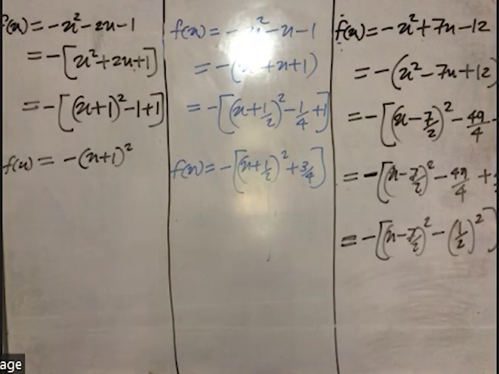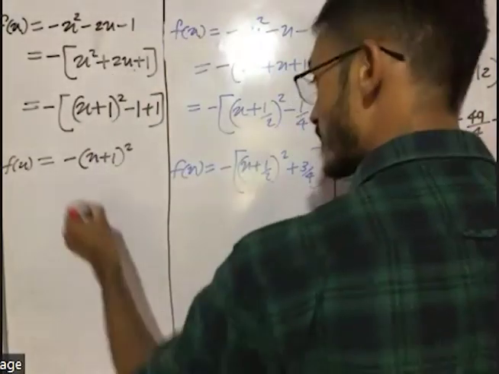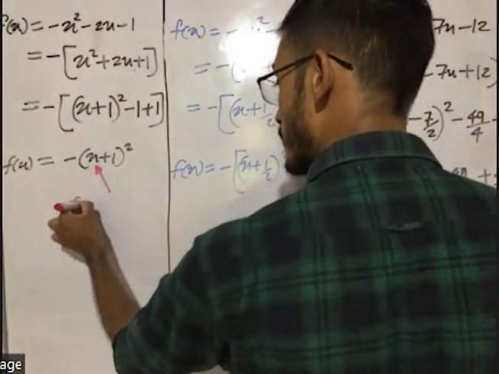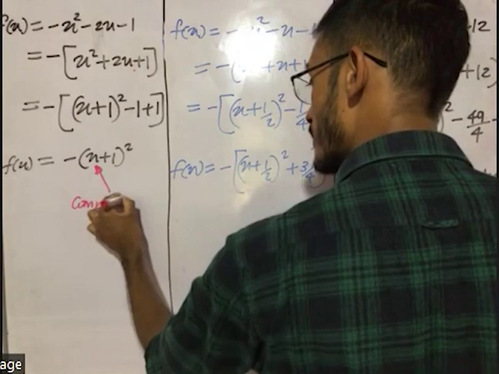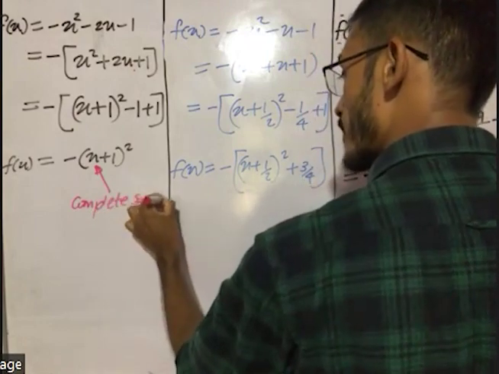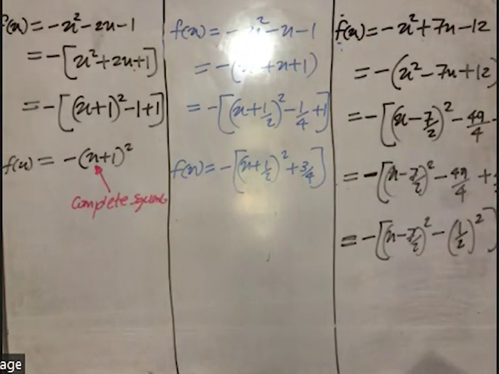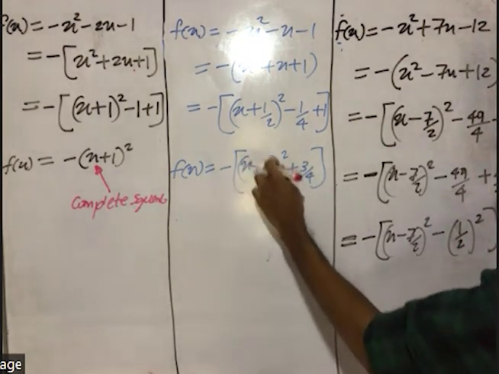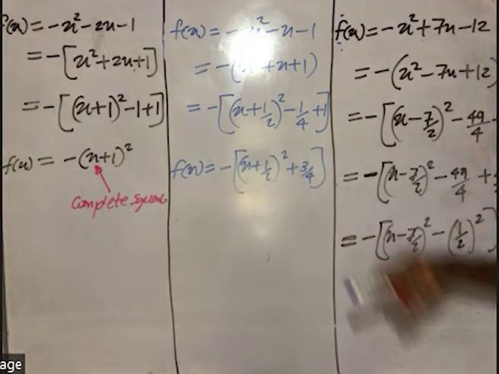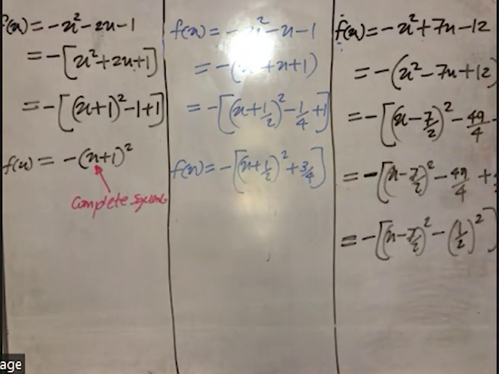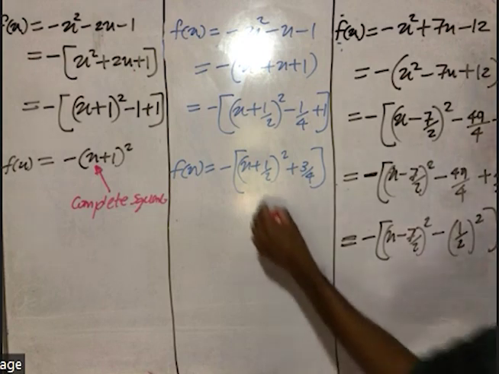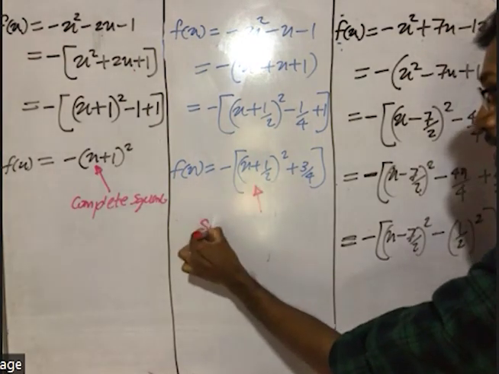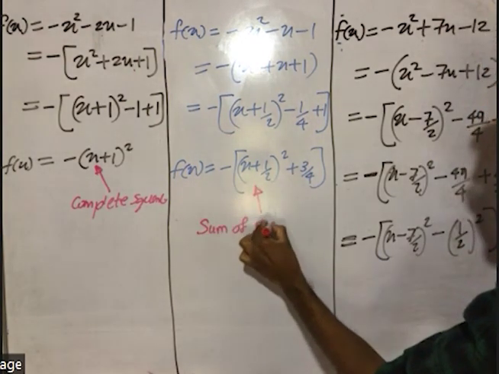So before that, write down here: this is a complete square. Here we have sum of 2 squares. This is a square, plus we can write down 3 over 4 as a square, that means root 3 over 2. So this is a sum of 2 squares.